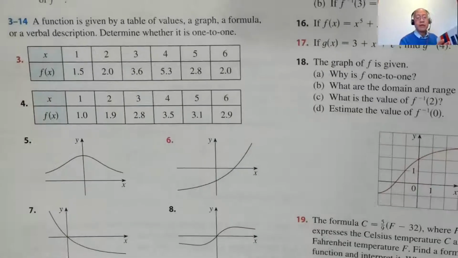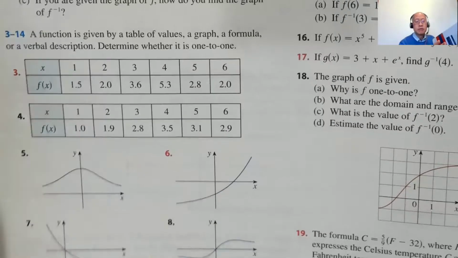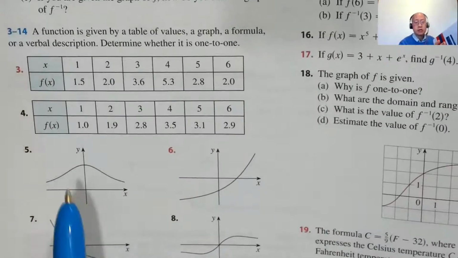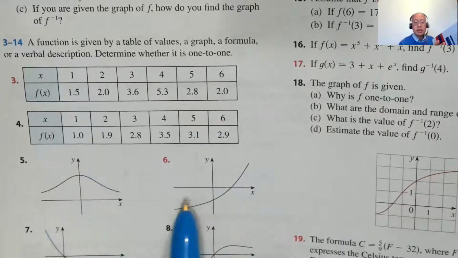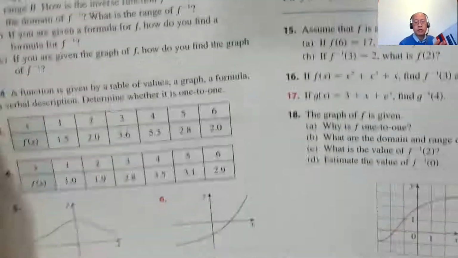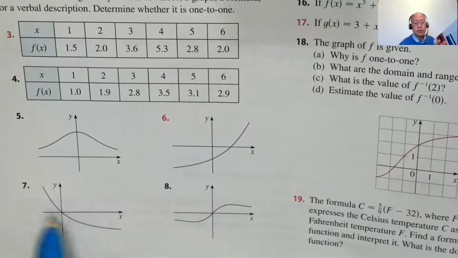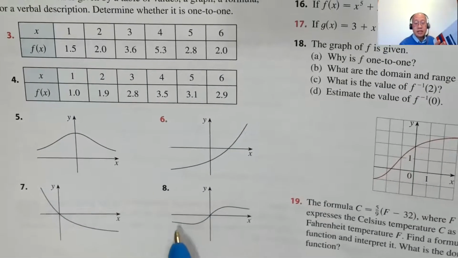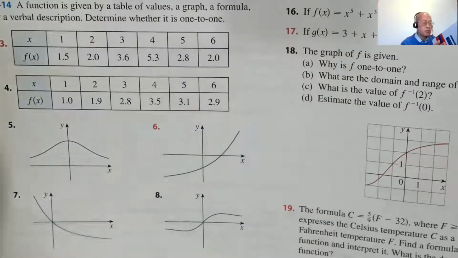Okay, so go back to here. So 5 through 8, they're all functions. They all pass the vertical line test, but is it a one-to-one function? So 5 is not. I can draw a horizontal line which touches 2 points. 6 is one-to-one. A vertical line or horizontal line drawn anywhere will only touch at 1 point. 7 is one-to-one. If I draw a horizontal line, it will touch at only 1 point. 8 is not one-to-one. It looks like I can draw a horizontal line maybe like that. It'll touch at 2 points.